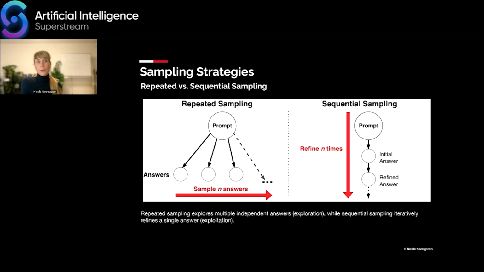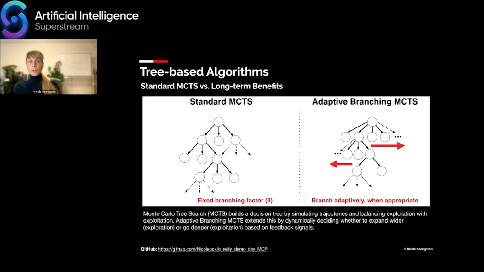Now, if we look at tree-based algorithms like Monte Carlo tree search, what you do is combine those two paradigms: you exploit and you explore. With this adaptive branching, and this actually works quite well, the decision is made dynamically based on your provided feedback signal. So you can define your metric for how you evaluate whether to go wider or deeper, and this will be fed back into your algorithm, into your model, and will refine it appropriately.